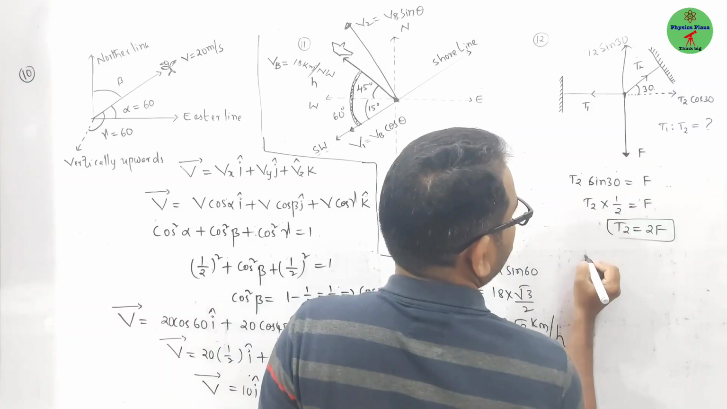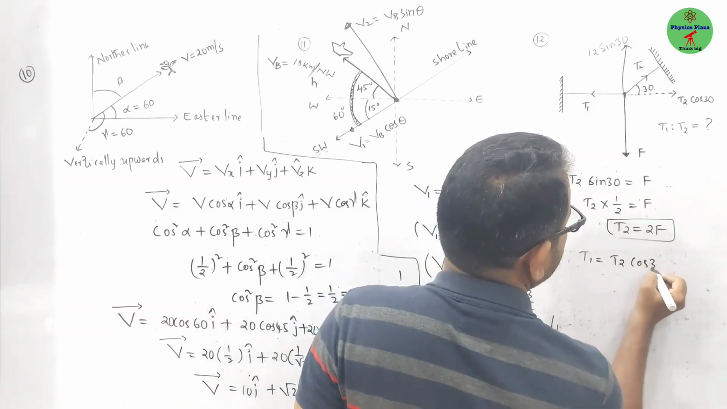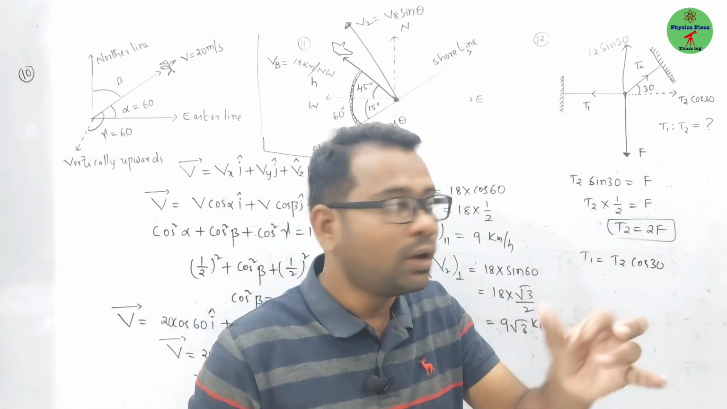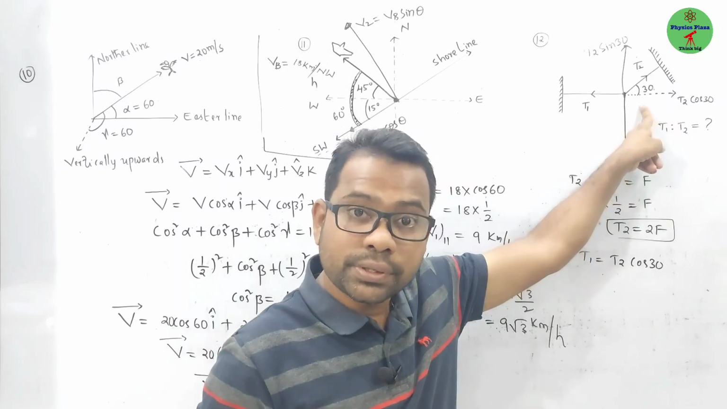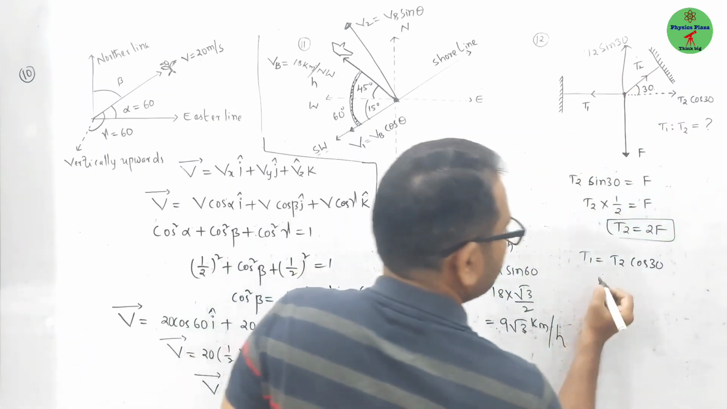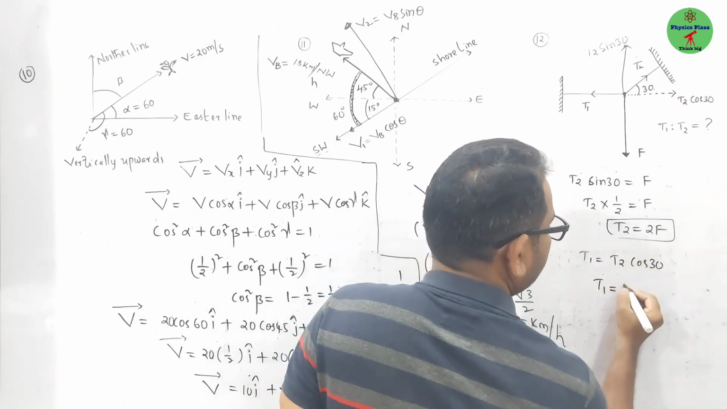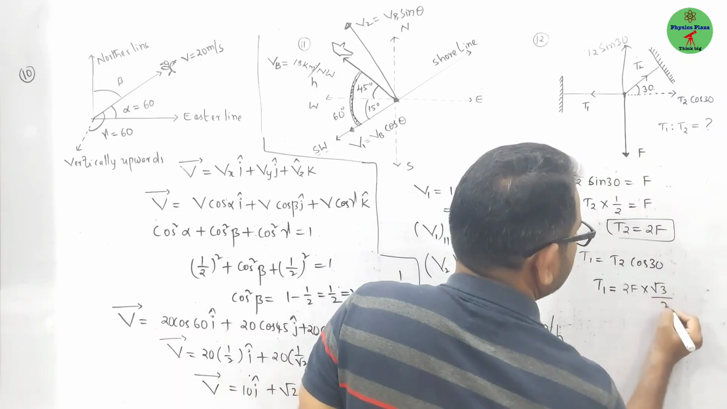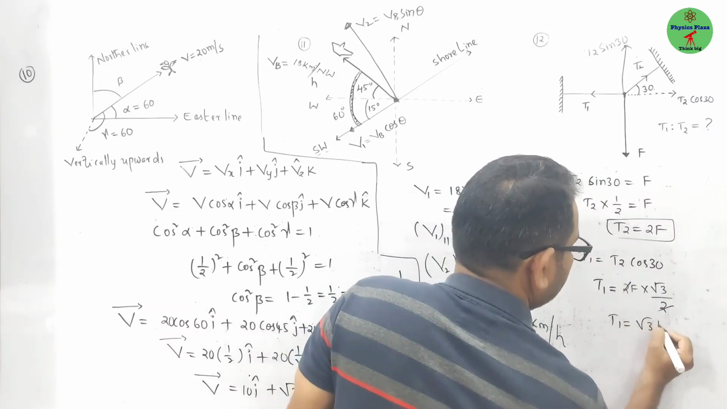So here T1 is equal to T2 cos 30. Children, why are we equating? Because it is given that it is in equilibrium. In equilibrium, the horizontal components must be equal and opposite, and the vertical ones also must be equal and opposite. We are taking magnitudes. So T1 is equal to T2 cos 30, T2 is 2F, cos 30 is root 3 by 2. The 2s cancel. So T1 is equal to root 3 F.